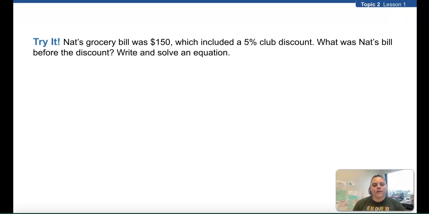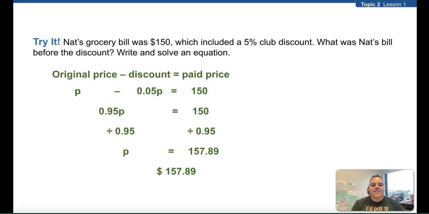Here is a very similar problem. Nat's grocery bill is $150. This included a 5% discount. What was the bill before the discount? So again, we know how much we paid. We know what the discount is. What was that original price? Pause the video now to figure out this problem, and when you're ready to move on, press play. Here is the answer for that. The original cost of the bill was $157.89. If you have any questions, please make sure you come and ask me.